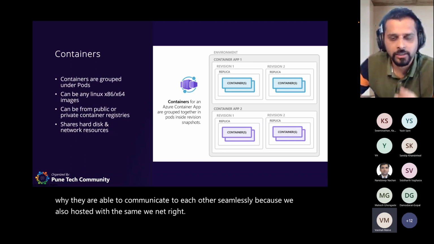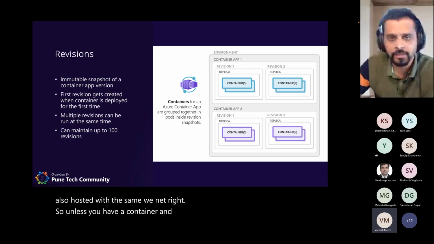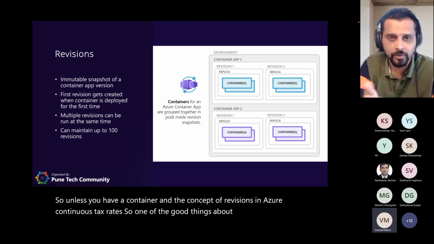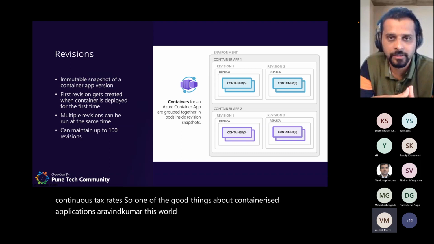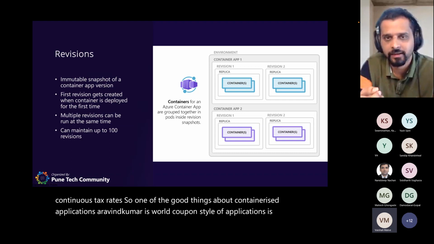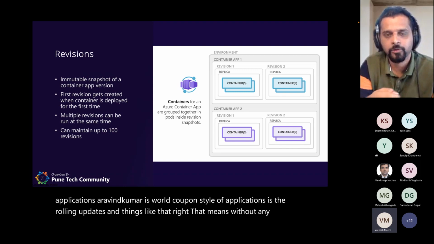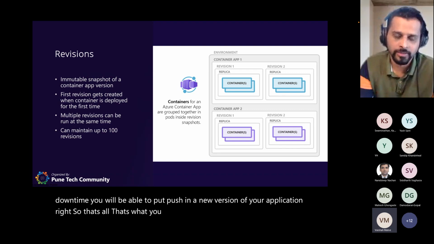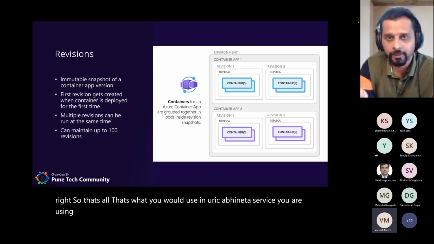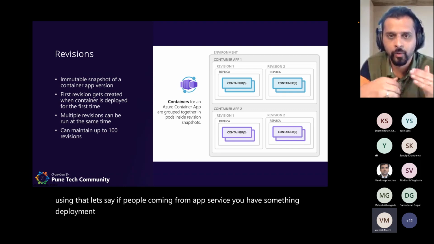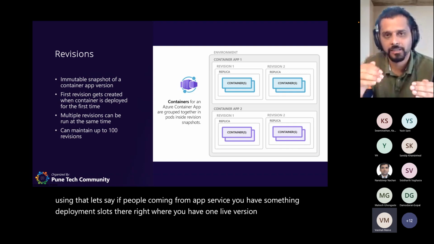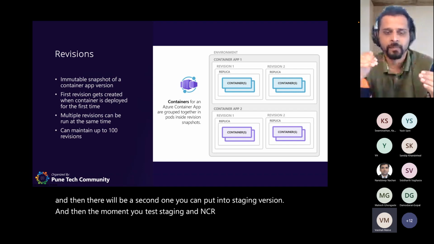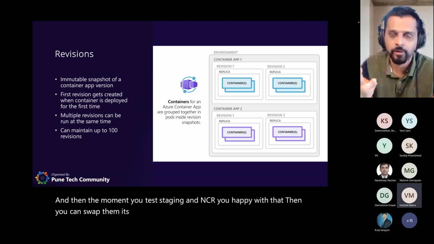So let's say you have a container, and now there's a concept called revisions in Azure Container Apps. One of the good things about containerized applications, or Kubernetes-style applications, is rolling updates, which means without any downtime you can push a new version of your application. That's what you would use in Kubernetes service. For people coming from App Service, you have deployment slots, where you have one live version and a second one in staging. Once you test the staging version and you're happy with it, you just swap them. That's a deployment slot, enabling zero-downtime deployments.